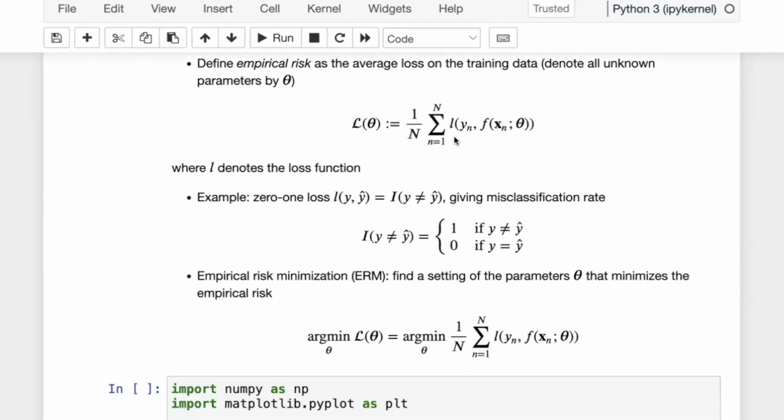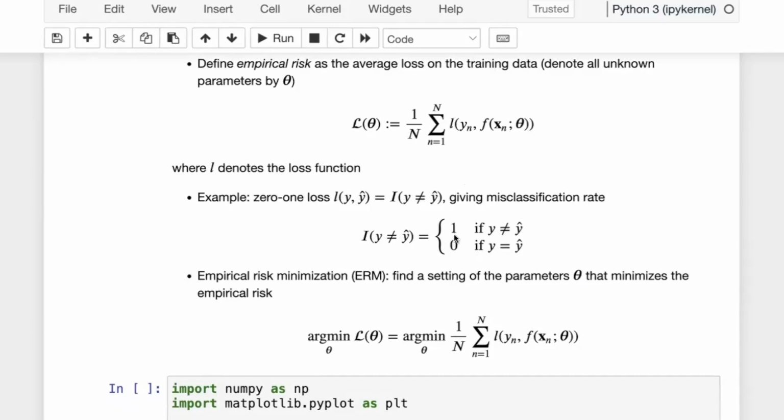So let's talk a little bit about this loss function that we have here. If you have a binary classification problem, we can use a loss function which is an indicator function. When you have an indicator function, this I function, if this condition is true, then we get 1, meaning that if y is not equal to y hat, and otherwise we get 0.